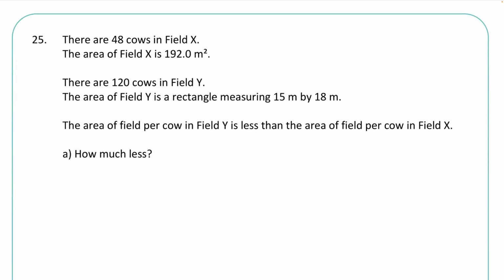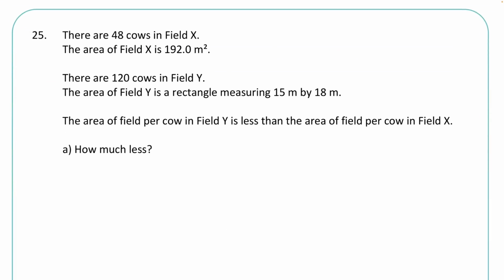Okay, on to question 25. This one here says there are 48 cows in field X, and the area of field X is 192 metres squared. There are 120 cows in field Y. The area of field Y is a rectangle measuring 15 metres by 18 metres. The area of field per cow in field Y is less than the area of field per cow in field X. How much less?